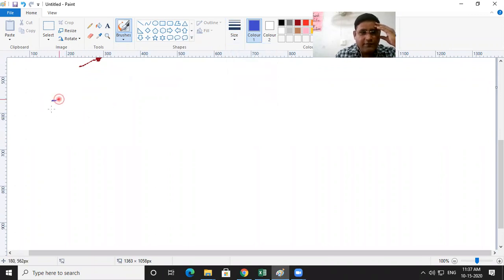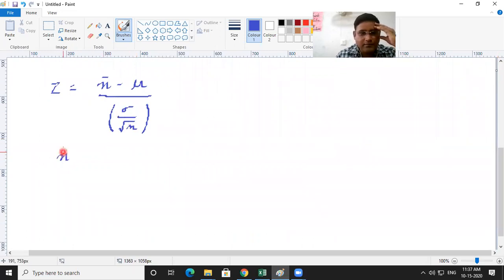See, when we apply z-test, this is the formula: x bar minus mu divided by sigma divided by square root of n. Now, what is this x bar? X bar is the mean of our sample. What is mu? Mu is the mean of population. I hope you all remember this formula.